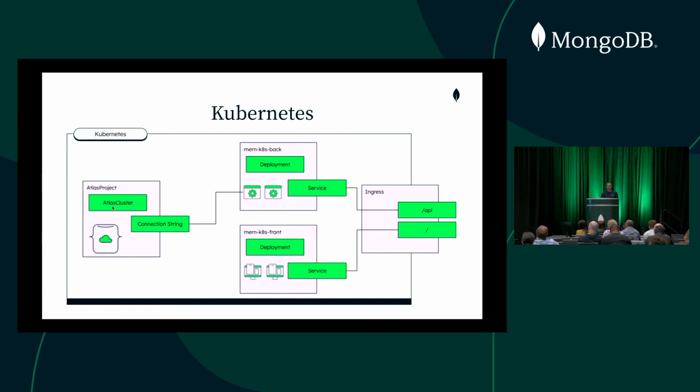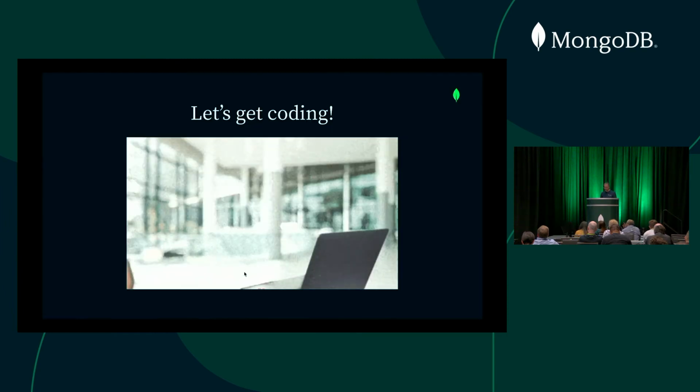It will also reflect the change with the GA yesterday. So not Atlas clusters anymore, but Atlas deployments. And it will also expose the connection string. So our different services will be able to directly access the connection string. And that's a very, very useful feature. All right, let's get going.